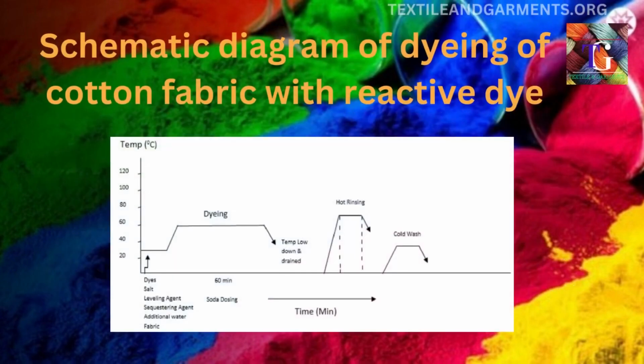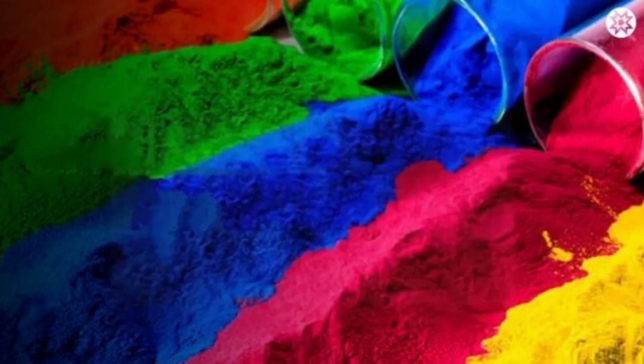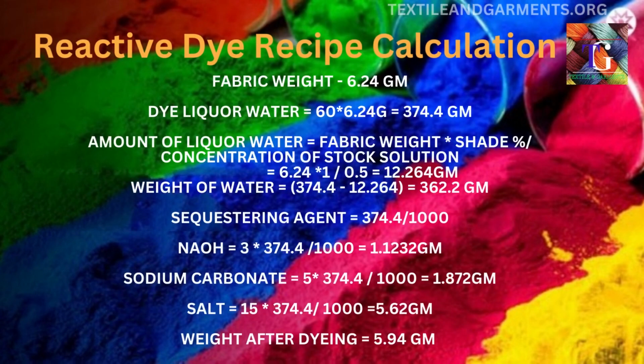Schematic diagram of dyeing of cotton fabric with reactive dye. Reactive dye recipe calculation. Fabric weight 6.24 gm. Dye liquor water equals 60 times 6.24 grams equals 374.4 gm. Amount of liquor water equals fabric weight times shade percent divided by concentration of stock solution equals 6.24 times 1 divided by 0.5 equals 12.264 gm. Weight of water equals 374.4 minus 12.264 equals 362.2 gm.